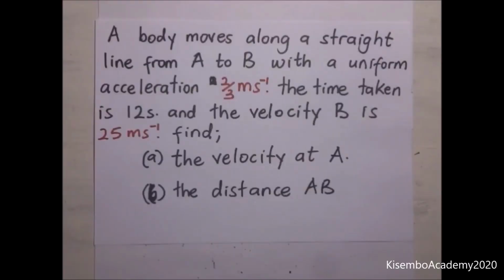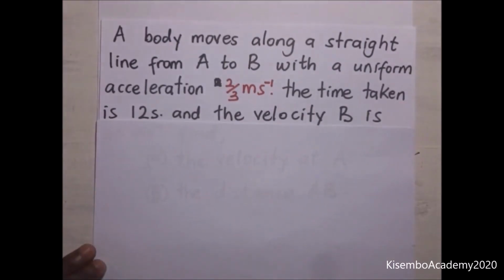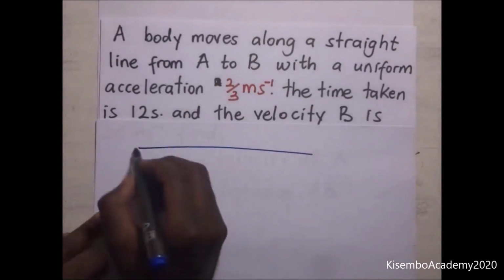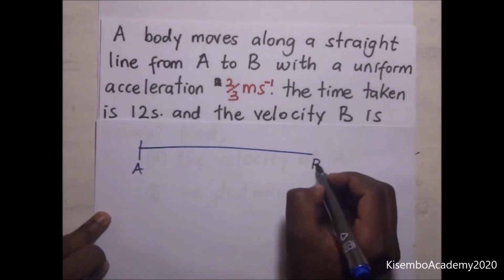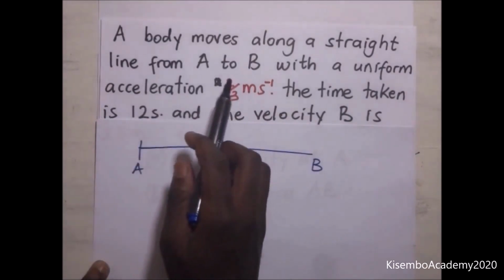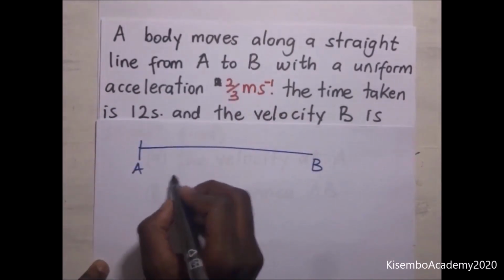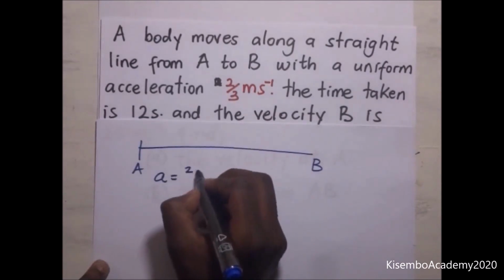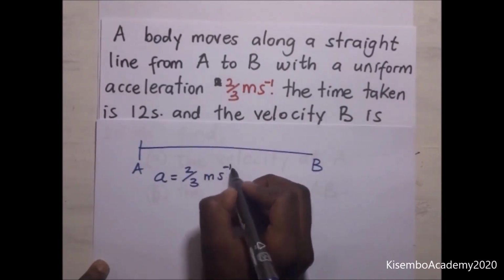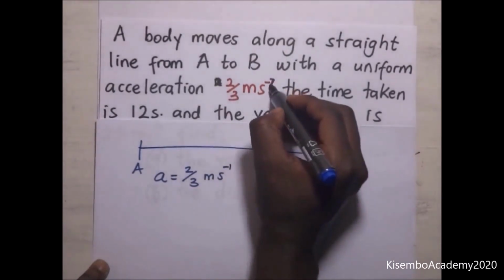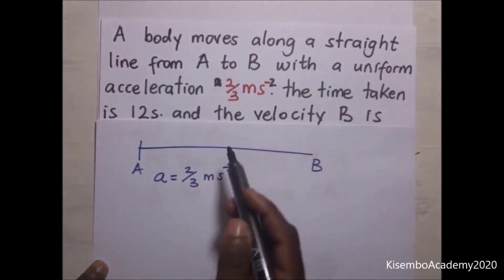Now that we finished deriving the equations of constant acceleration, we'll go ahead and do some mock examples. Right here we have a question: a body moves along a straight line from A to B with a uniform acceleration of 2/3 meters per second. So we are going to start straight away with summarizing this question. A body moves along a straight line from A to B. So if this is our straight line, it's moving from point A to point B, with a uniform acceleration. So the acceleration of this body is 2/3 meters per second. Of course, acceleration is meters per second squared.